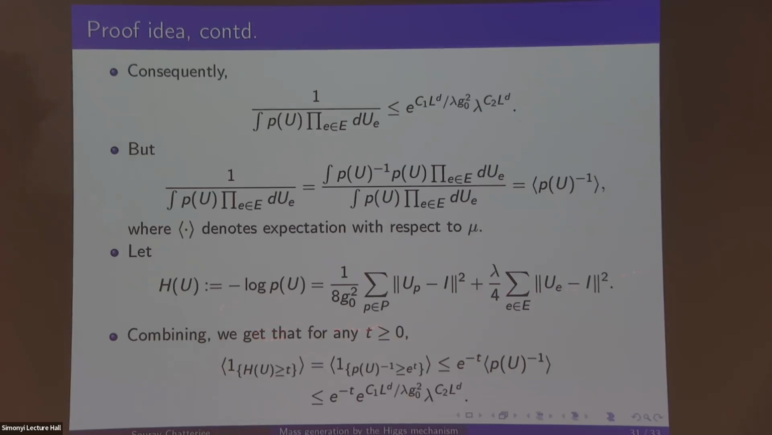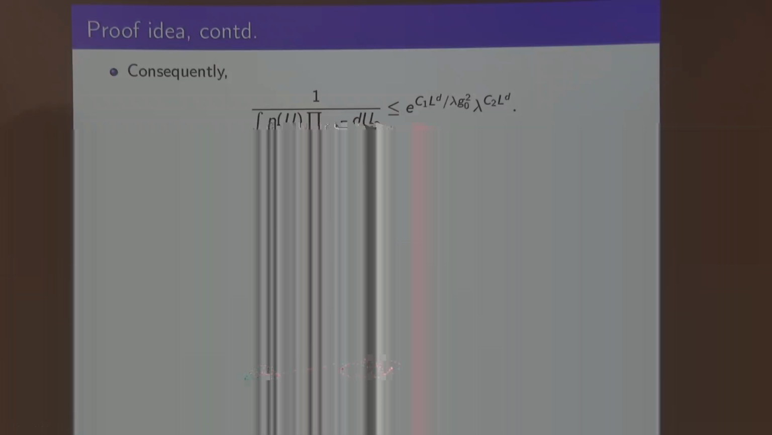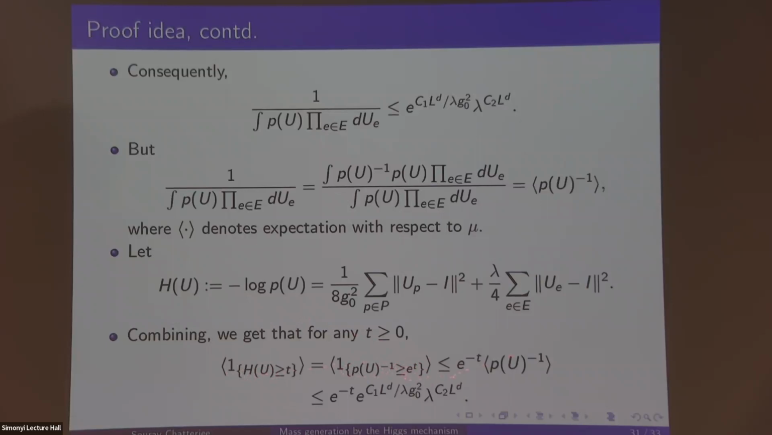And combining, we get that for any t positive, the expectation of this indicator, so this is a random variable, a function which is 1 if h_u is bigger than t and 0 if h_u is less than t. That's very standard notation that we use in probability. So this function, which is 1 if h_u is bigger than t, is the same as p_u inverse being bigger than e to the t. And then by Markov's inequality, that's bounded by the expectation of p_u inverse over e to the t.